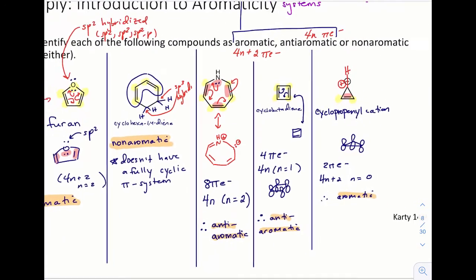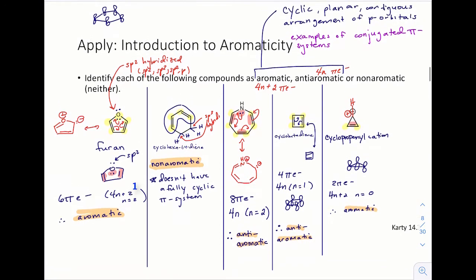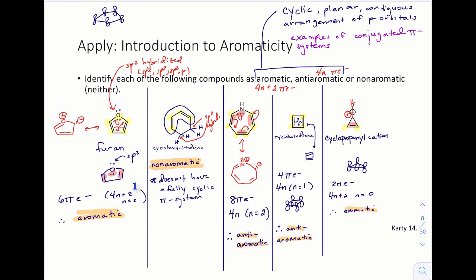Be sure that you are able to identify whether or not a compound is aromatic, anti-aromatic, or non-aromatic, given the criteria that describe each type of compound.